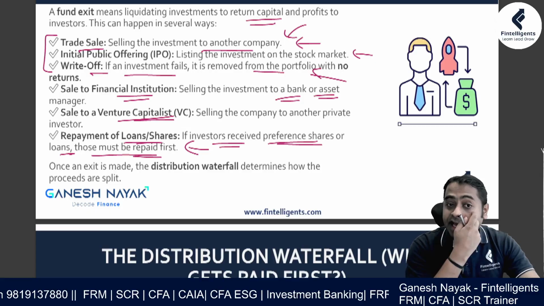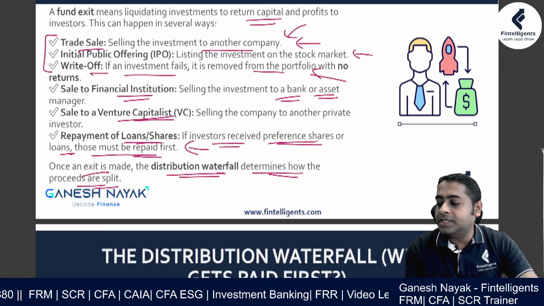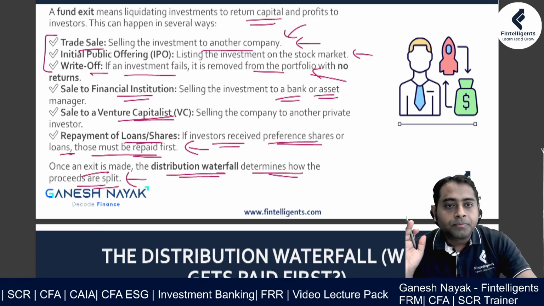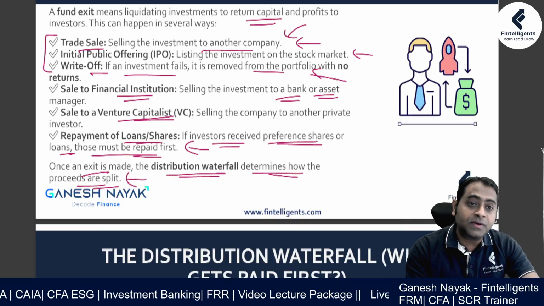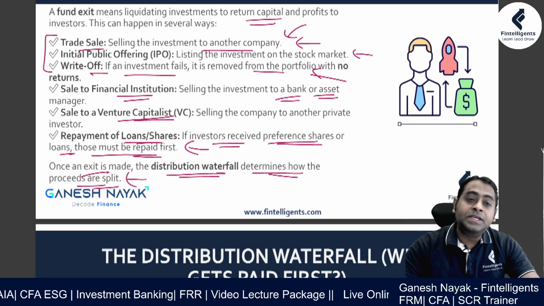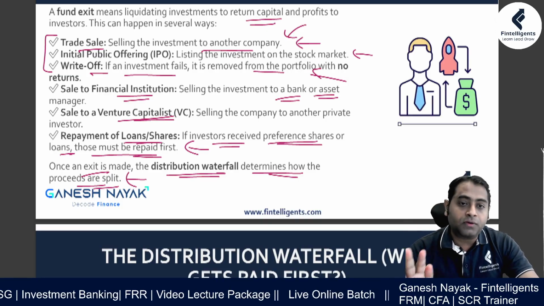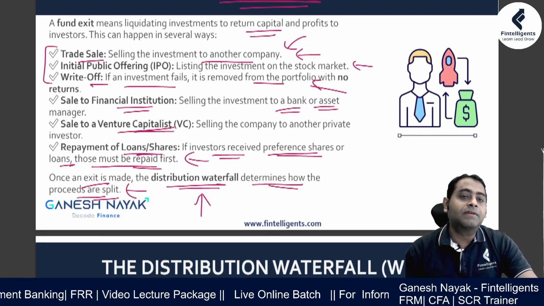Once the exit is made, the distribution waterfall determines how the proceeds are split. That means who is going to get the money when. That means whether we'll pay the LP first, whether we'll pay the GP first, whether the management fees are paid first, whether the carried interest will be triggered. That is nothing but the waterfall structure. We'll be talking about it now, but I'm just taking a quick pause and then we'll move ahead.